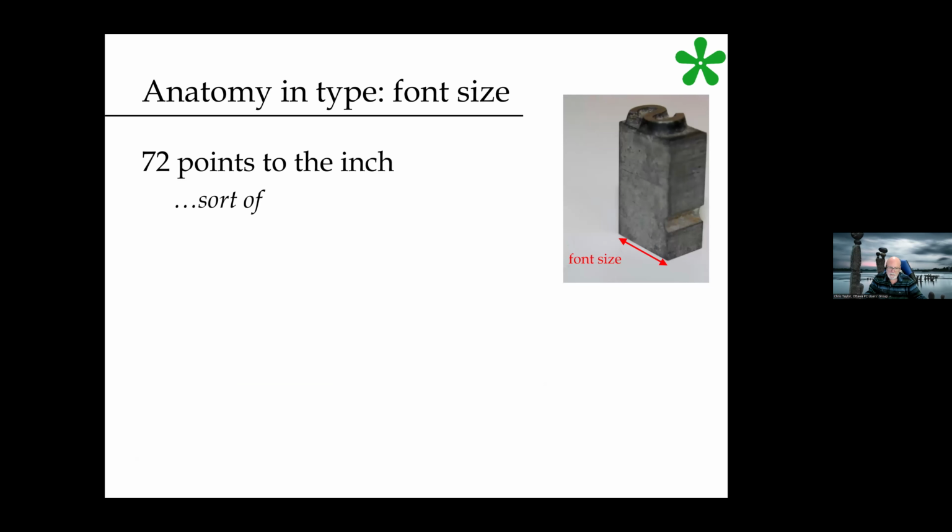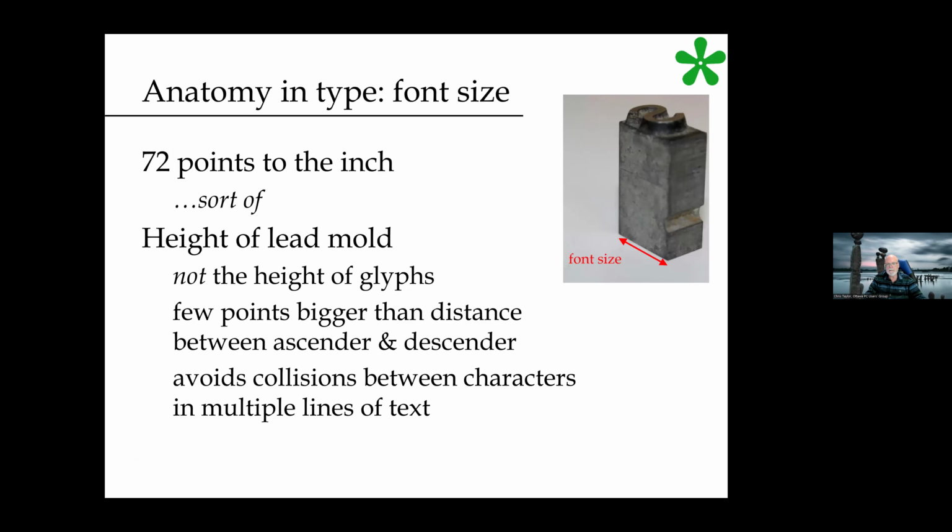Anatomy of type, font size. A lot of people probably know previously that there's 72 points to the inch. Well, not really, or not necessarily. When they're talking about points, they're talking about the height of the old lead molds that they actually used to do typesetting. It's not the height of the glyph. The height of the overall lead mold is always a few points bigger than the distance between the ascenders and the descenders, and that's to avoid collisions when you have multiple lines of text.